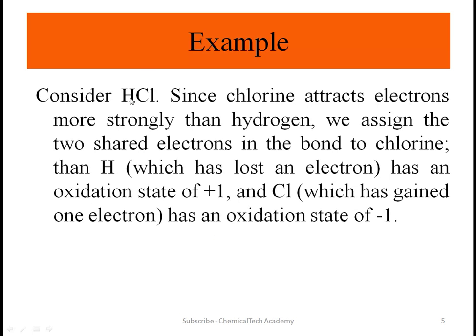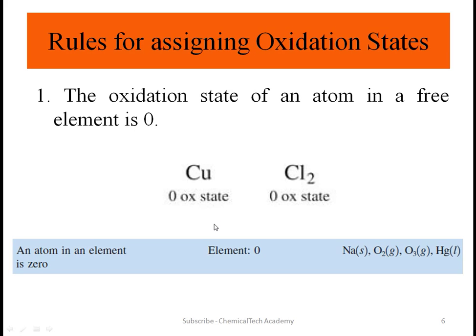For example, we have HCl, with hydrogen and chlorine. Since chlorine attracts electrons more strongly than hydrogen, we assign the two shared electrons in the bond to chlorine rather than H. Those two electrons go toward chlorine because it has more attraction. So hydrogen, which has lost an electron, has an oxidation state of +1, and chlorine, which has gained one electron, has an oxidation state of -1. That's what we do for covalent bonding.